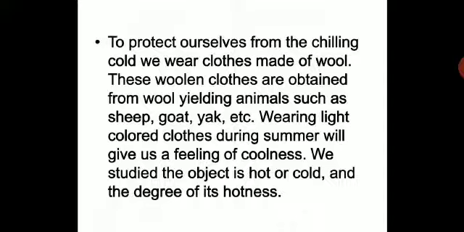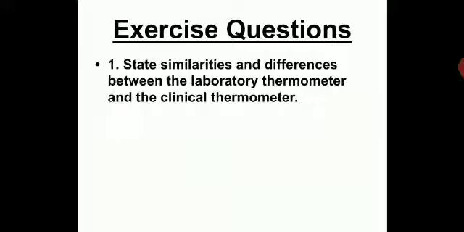To protect ourselves from the chilling cold, we wear clothes made of wool. These woolen clothes are obtained from wool yielding animals such as sheep, goat, yak, etc. Wearing light colored clothes during summer will give us a feeling of coolness. We studied whether an object is hot or cold and the degree of its hotness. These are some pointers which we have learned in this chapter, heat. And we have learned the modes of transfer of heat: conduction, convection and radiation. These are some briefing of the concepts which we have learned in this chapter. Let us start with the actual exercise questions here.